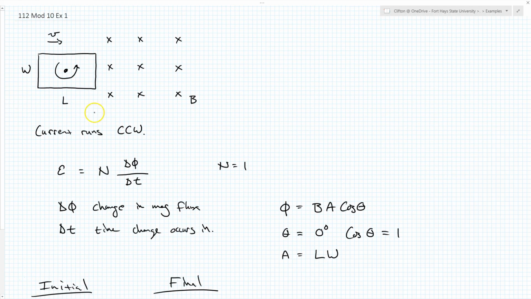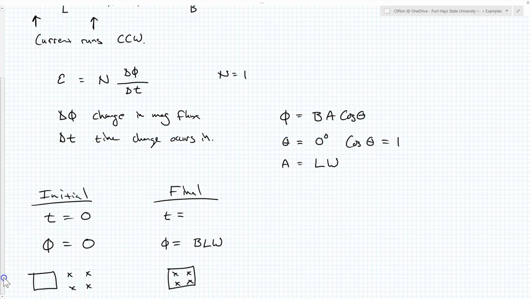If I say that at time t equals 0, the front edge of the loop is just getting ready to enter the field, then what I need to know is at what time the back edge will go into the field. How long does it take the back edge to get to the line where the magnetic field begins? We know how far the back edge has to travel: it's just a distance L. And we know how fast it's traveling, with some speed v, so we can calculate the time. That time is going to be the distance traveled divided by the velocity.